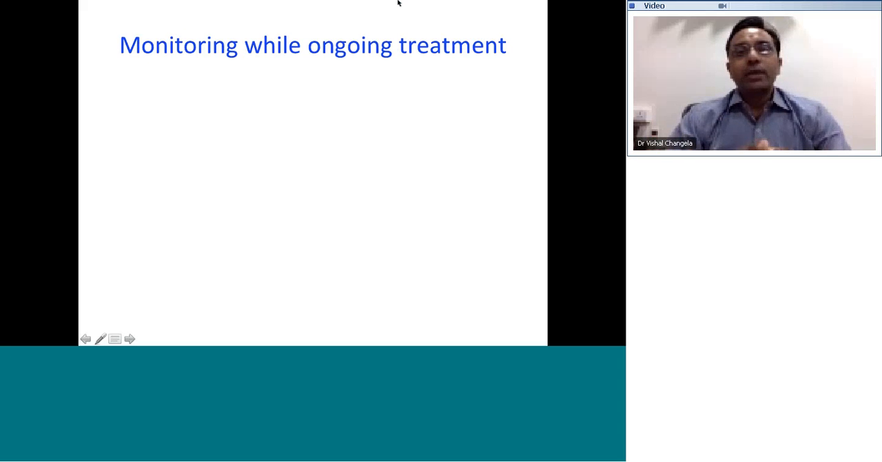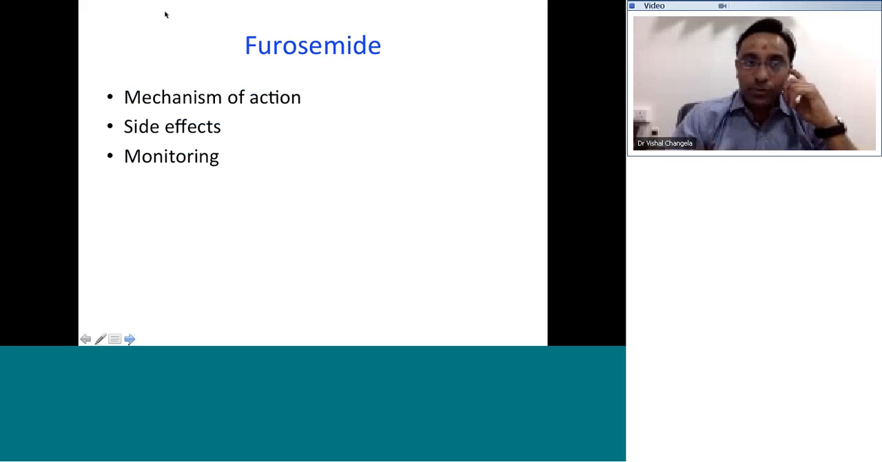And when these tests are normal and we are starting these two medicines, we should monitor periodically. In infants, a little more often, maybe every 2 to 3 months. And in grown-up children, at least once in 6 months, we should monitor renal function test and electrolytes. So furosemide, as you all know, is a common medicine, and we'll touch upon it first.